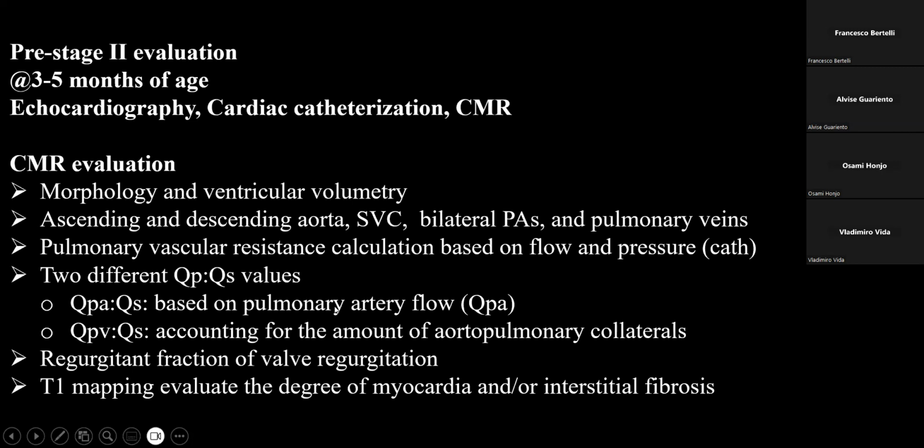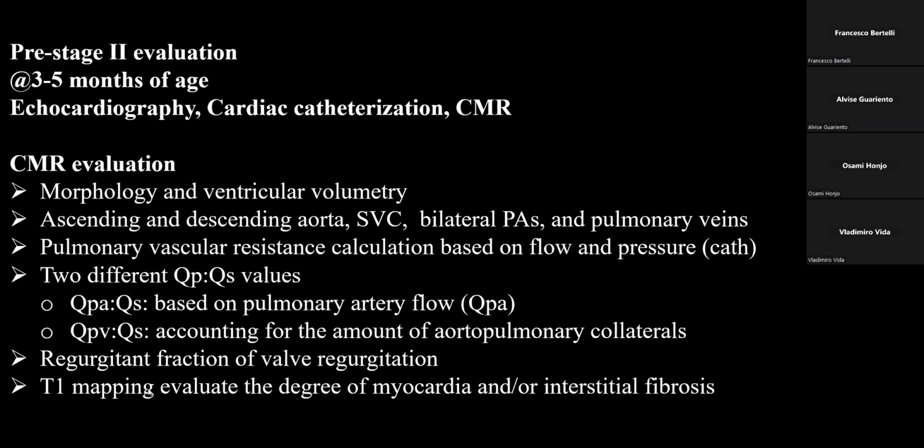And then we obtain two different QP:QS. One is based on the pulmonary artery flow, so QPA to QS, which is typically lower than the second QP:QS, which is the pulmonary vein to systemic ratio. So this accounts for the amount of aortopulmonary collateral flow, which is not negligible. In fact, some patients have a torrential amount of AP collaterals, and that gives you a much higher QPV to QS ratio. This may reflect the patient's clinical picture better compared to QPA to QS, because that is just the amount of flow crossing the shunt.